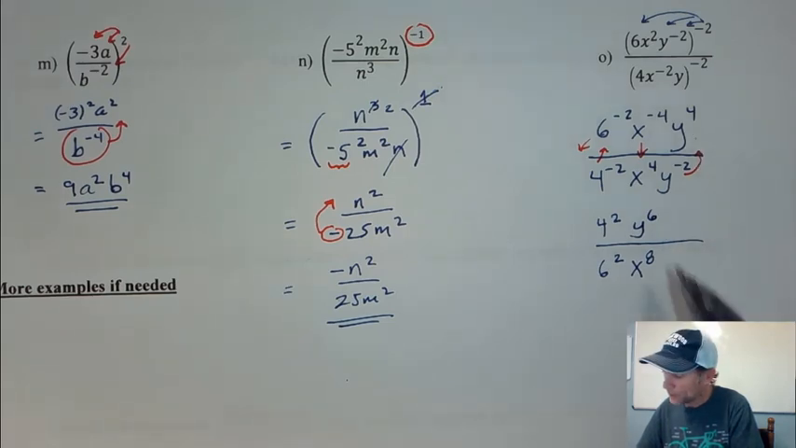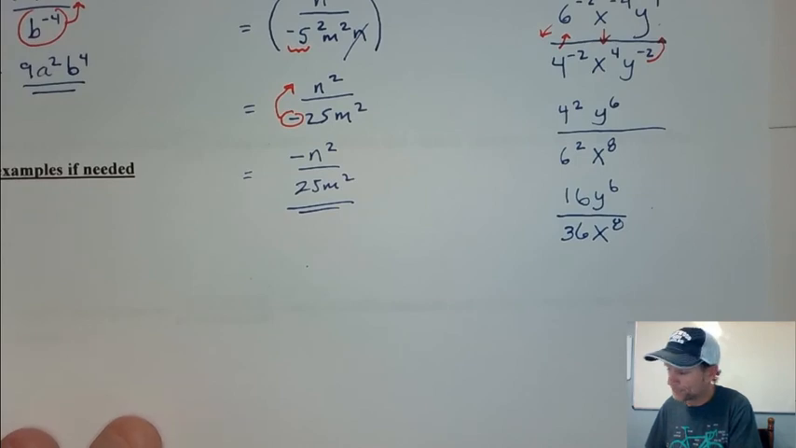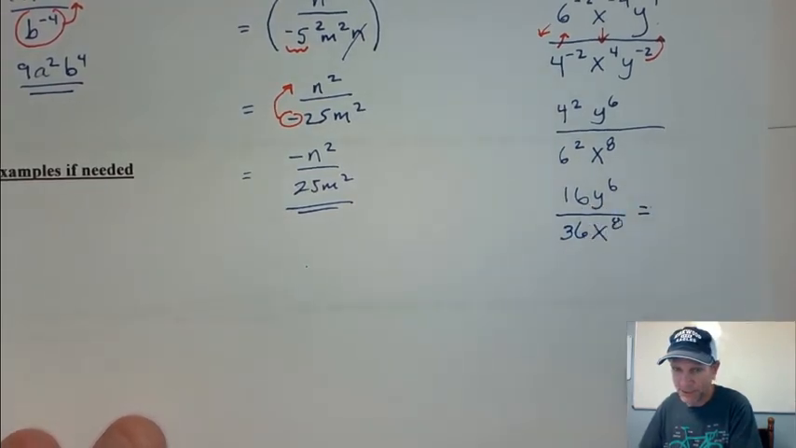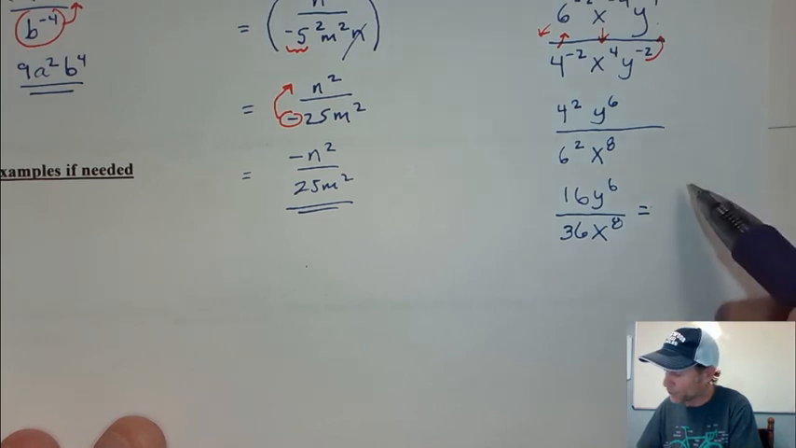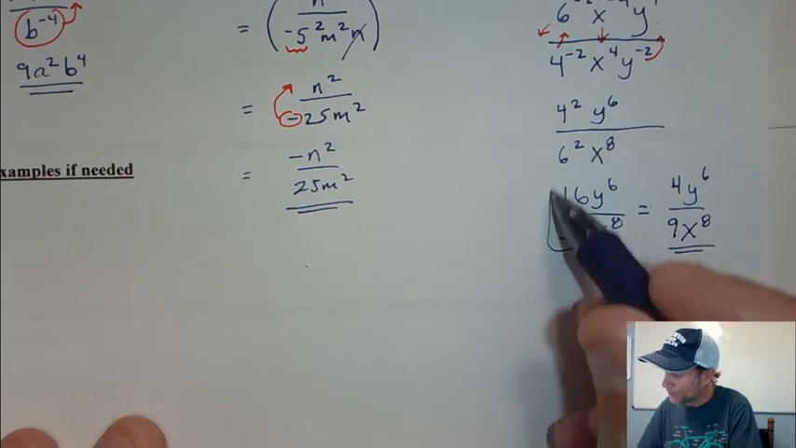Okay. So this would be okay, but it does say expand the numerical portion. So I have 16 y to the 6th over 36 x to the 8th. And thinking about it, I believe on the note packet for this chapter I didn't simplify this, but I need to reduce that, and they're both divisible by 4, so I have 4 y to the 6th over 9x to the 8th. So make sure to reduce this.